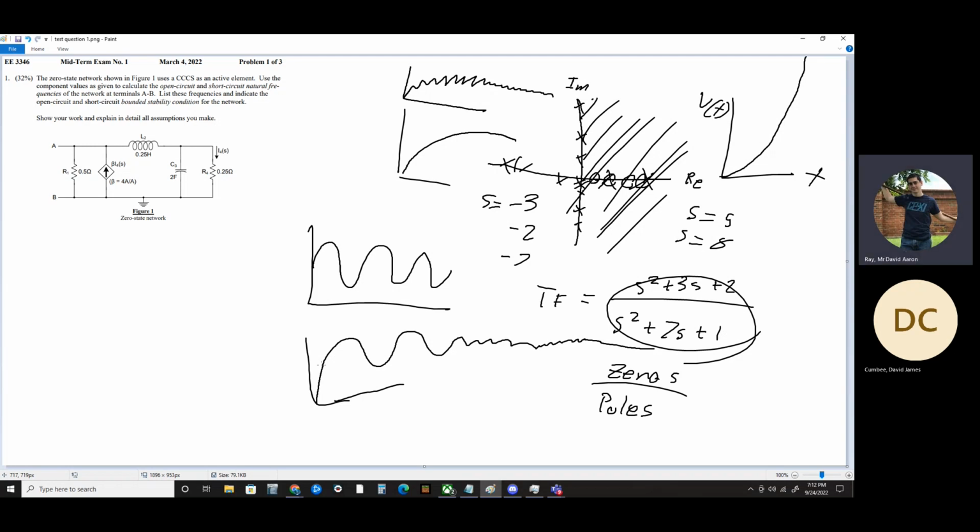Whenever we are looking for F oscillation, let's say you have a transfer function where you have your numerator and your denominator, and you have some scaling gain called K.